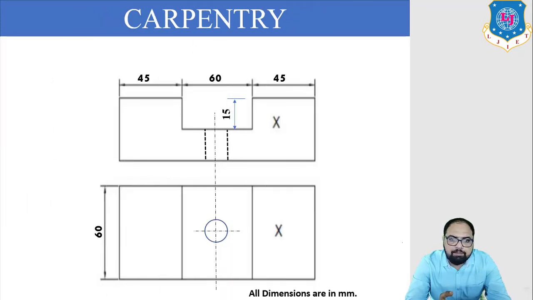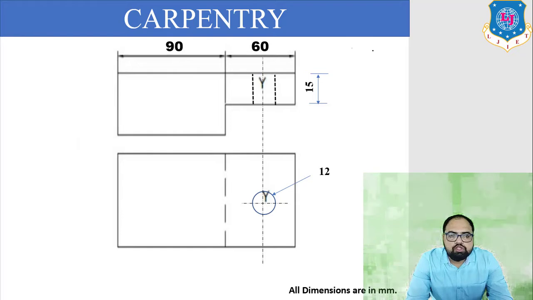This is the type of carpentry job we need to do. Here you can see the dimension of the job is approximately 150 by 60 mm. All dimensions are in mm, and we need to produce this type of job in our workshop. So which procedure do we follow to do this type of job?